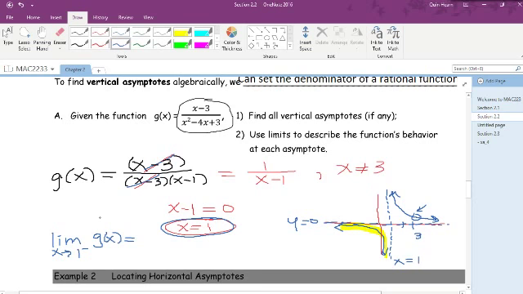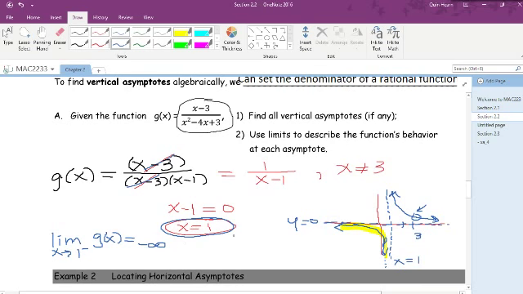Anybody have any thoughts? What's happening to the y values as we approach x equals 1 from the left? So the graph is pointing downward, right? So the y values are becoming larger and larger negative numbers. It's decreasing without bounds, so yes, it would be negative infinity from the left.